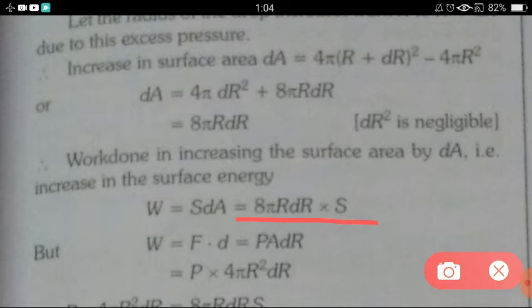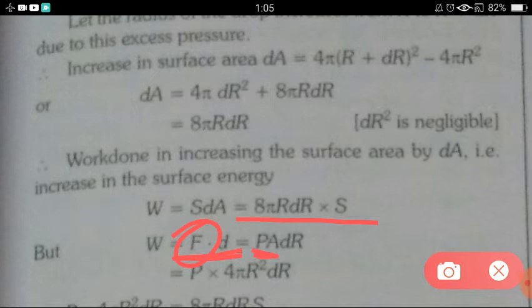Again we know that work equals force into displacement, and here the force is applied by pressure only. We know that pressure equals force upon area, so force equals pressure into area. So in place of F we will put P into A, and in place of D, that is displacement, we will put dr. Displacement means how much change there is in position. Initially the radius was r, now the change in radius is dr.